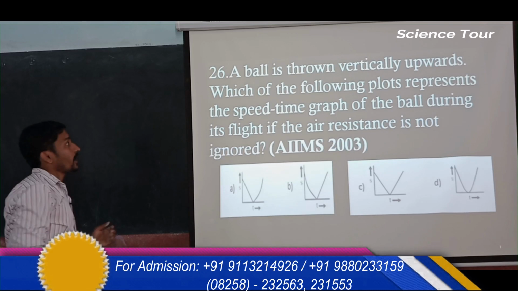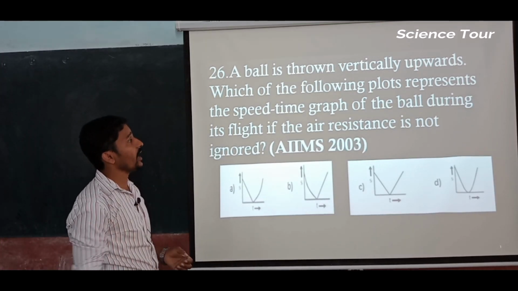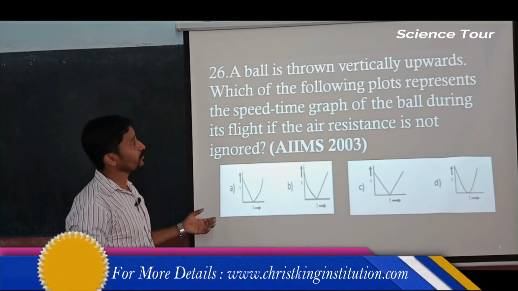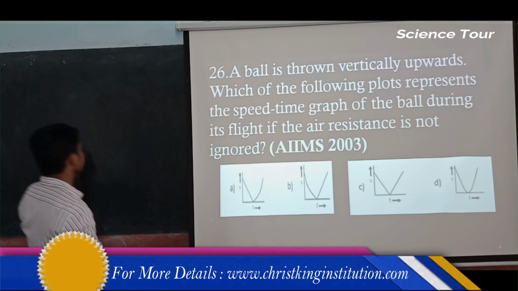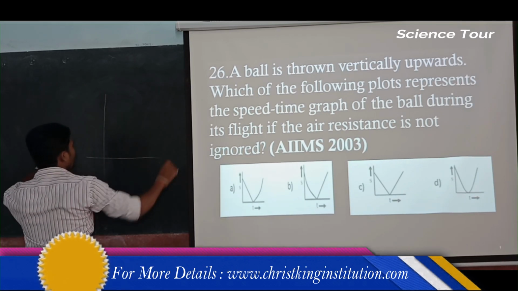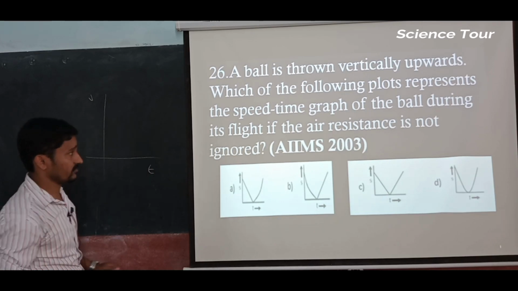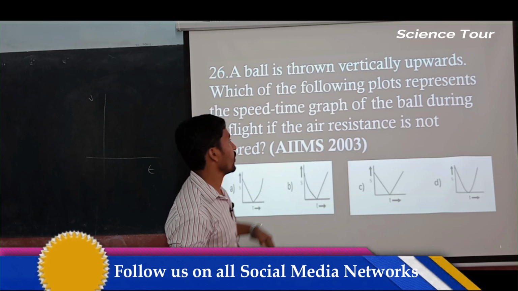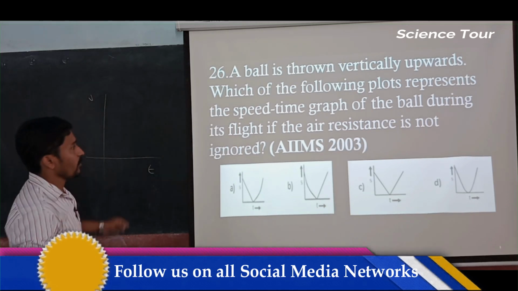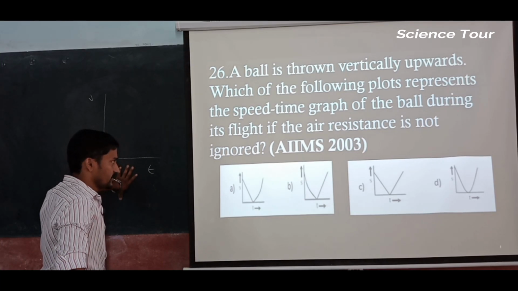Now it says that a ball is thrown vertically upwards. Which of the following plots represents the speed and time graph? Speed and time graph means I can say it is nothing but the velocity time graph itself. Now it is thrown upward. The plot represents the speed time graph of the ball during its flight.